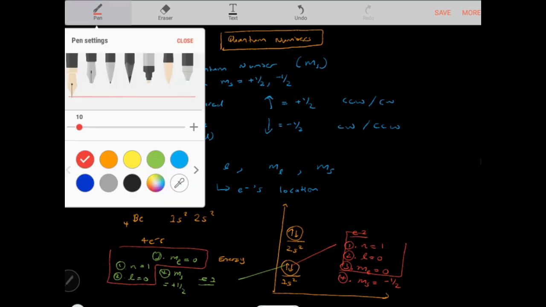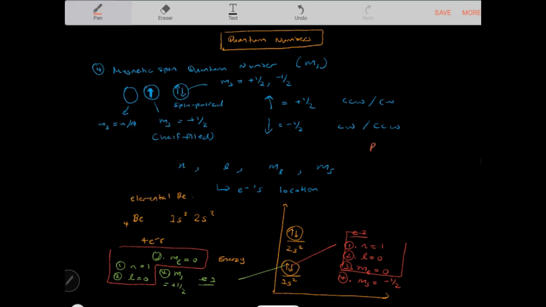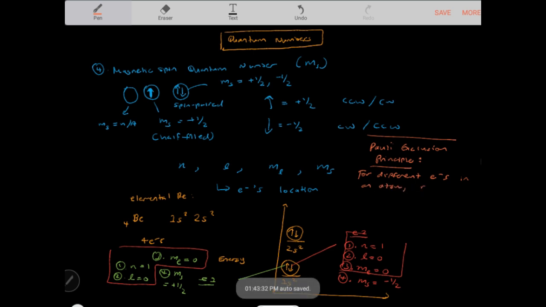And this brings up a really important concept, and this concept is called the Pauli exclusion principle. So let's take a look at the Pauli exclusion principle. And what the Pauli exclusion principle states is that for different electrons in an atom, not all the 4 quantum numbers will be the same.